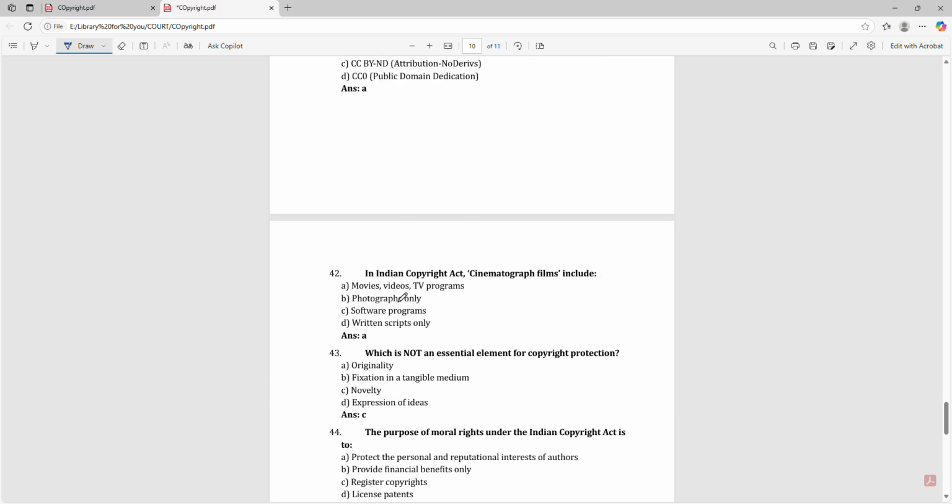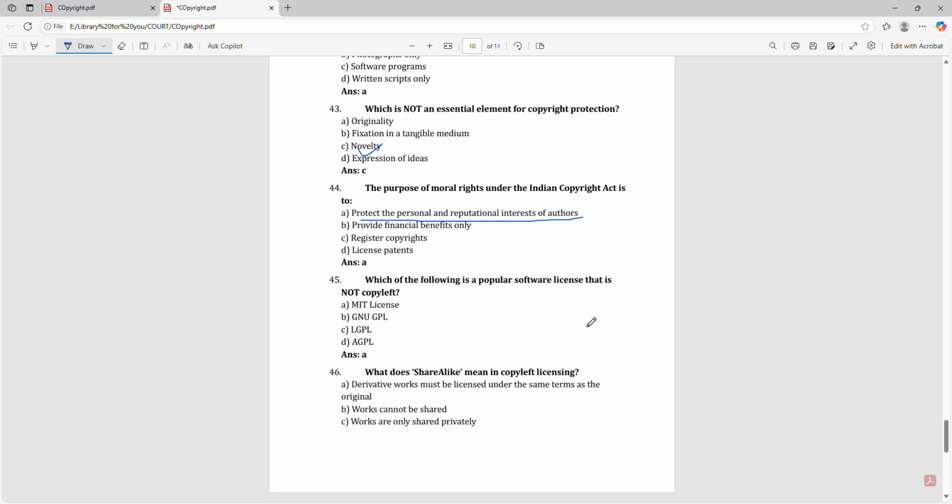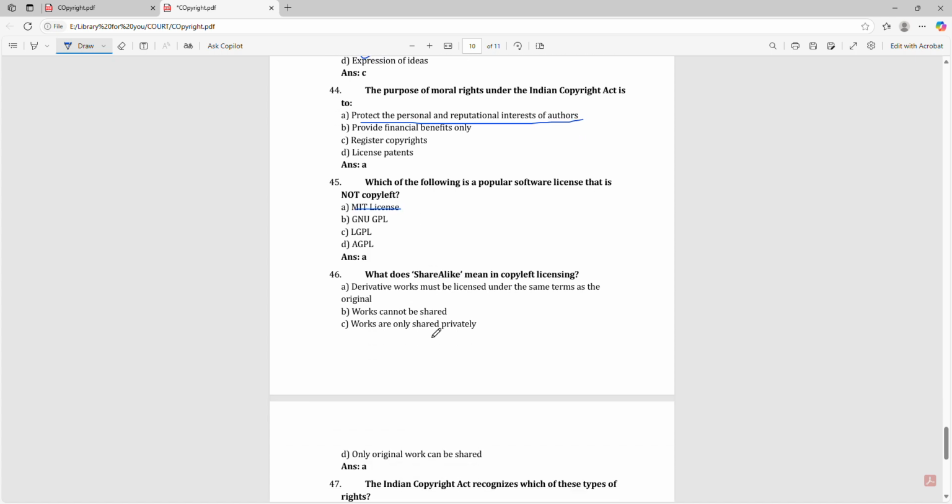In Indian Copyright Act, cinematograph films includes movies, videos and the TV programs. Which is not an essential element for copyright protection? That is novelty. The purpose of moral rights under the Indian Copyright Act is to protect the personal and reputational interest of authors. Which of the following is a popular software license that is not copyleft? That is MIT license. What does share alike mean in copyleft licensing? That is derivative work must be licensed under the same terms as the original.